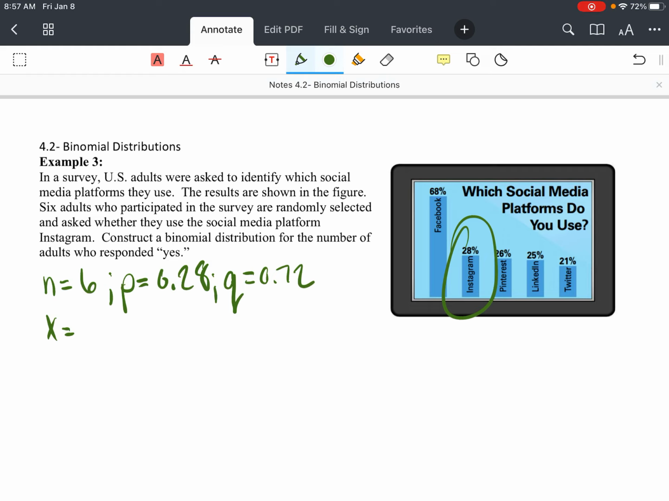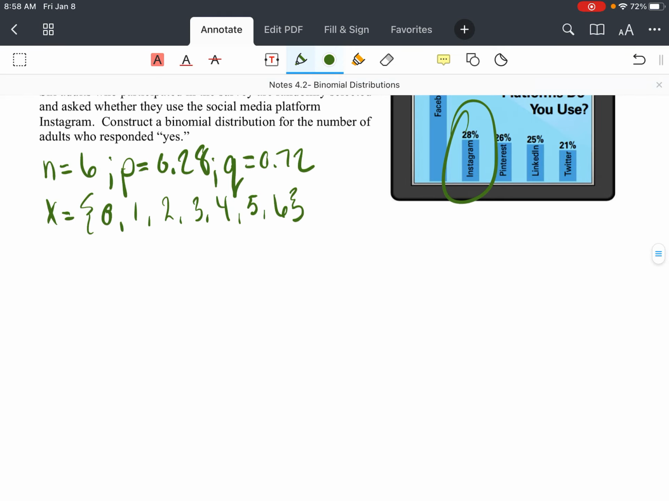These are the possibilities of people saying yes. So either 0 people say yes, 1 person says yes, 2 people say yes, 3 people say yes, 4 people say yes, 5 people say yes, or it is possible that all 6 people say yes.